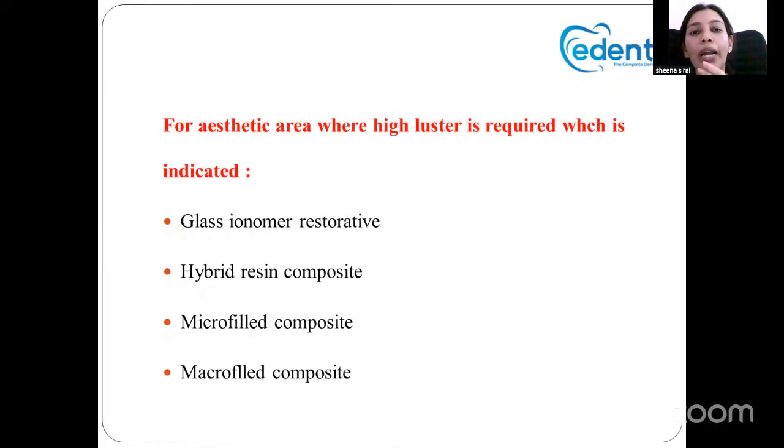Next question. For aesthetic area, where a high luster is required, which is indicated? Glass ionomer restoration, hybrid resin composite, microfill composite, macrofill composite. Just to know which composite is called a polishable composite: it is a microfill composite. So that is another question that has been seen, which is a polishable composite. It is a microfill composite that has been used. So please keep this in mind. Polishing is extremely good for microfill, that is why in aesthetic areas and where high luster is required, we use a microfill composite.